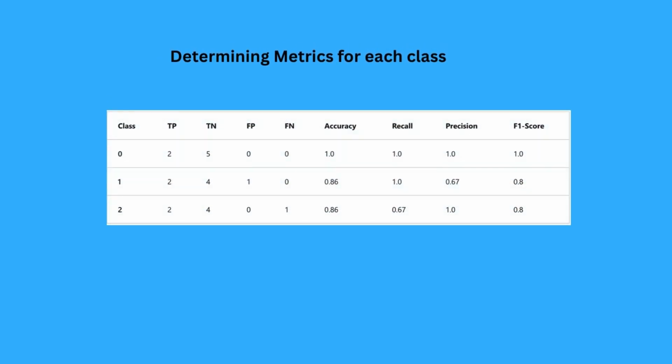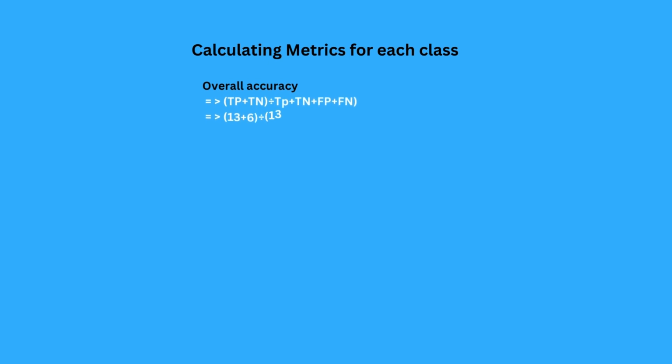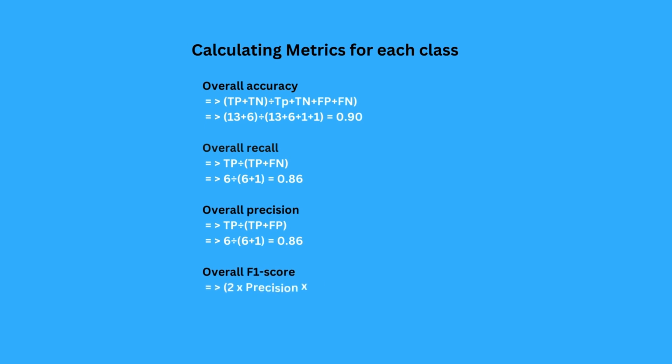Using the confusion matrix, we can determine the metrics for each individual class. Here, for each class 0, 1, and 2, we calculate the true positive, true negative, false positive, false negative, and all the metrics such as accuracy, recall, precision, and F1 score using the formulas which we saw in our previous video. Now, to calculate the overall metrics, we have to total the values of TP, TN, FP, and FN. When we apply all these values to the formulas, we get the following results.